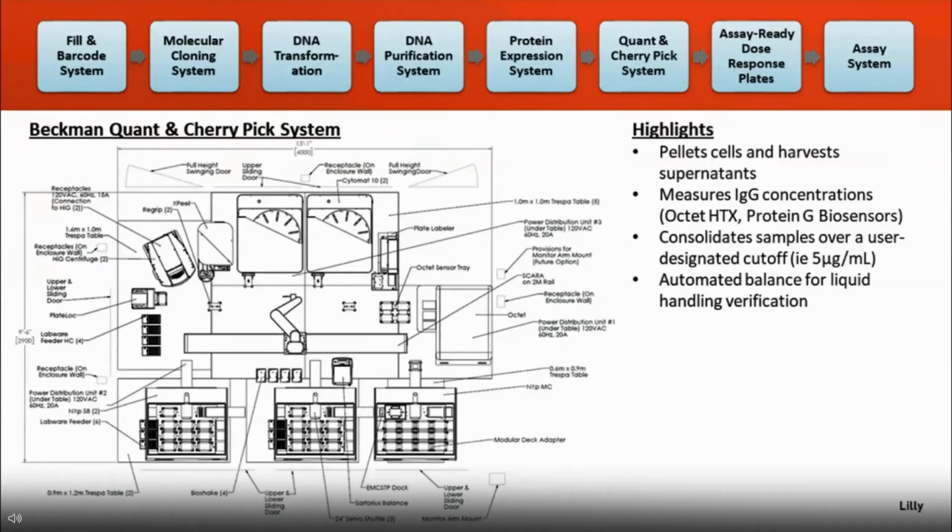And so as they come out of that week of expression, we take those plates with cells, CHO cells typically, expressing the material over that 6 to 7 day timeline. And then we'll go on to what we call the Beckman quant cherry pick system. We typically refer to this as our IgG system.